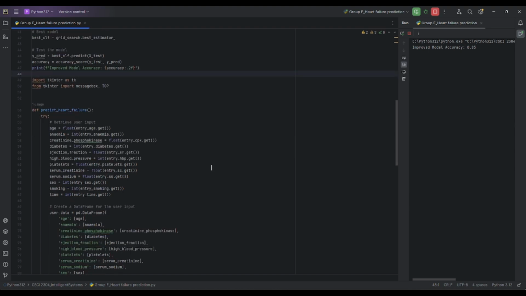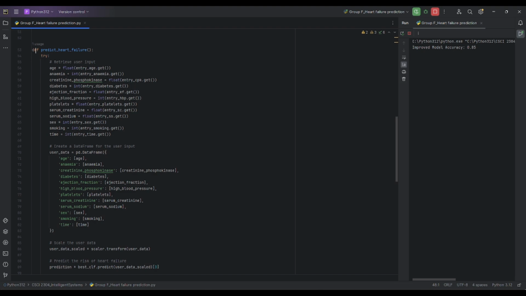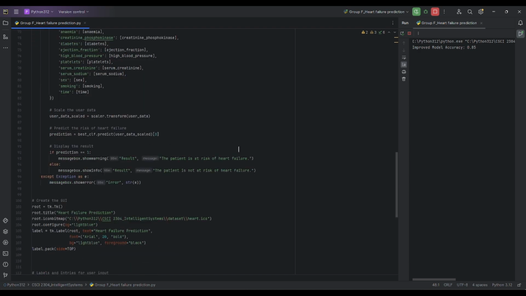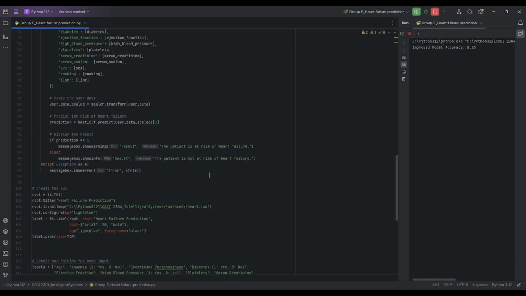Next, the second part is the GUI itself. We use tkinter, and here is the function for predicting heart failure, where it will retrieve the user input, create a data frame for the user input, then scale the user data and predict the risk of heart failure using the model we have chosen before this. Then it will display the result. If the prediction is equal to 1, it will show a warning saying that the patient is at risk. Else, if the prediction is 0, it will show that the patient is not at risk.